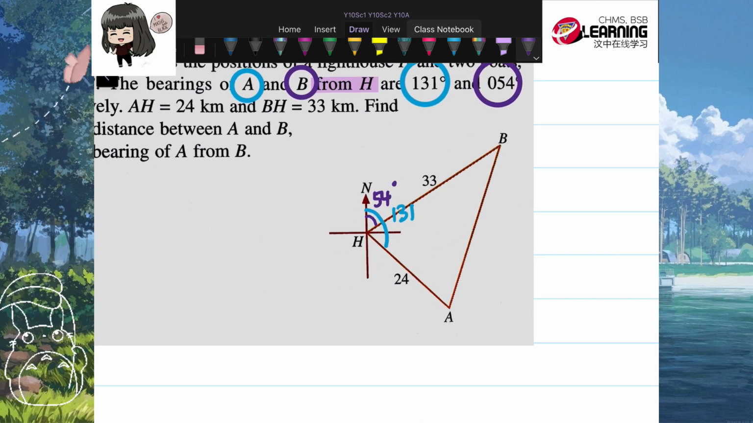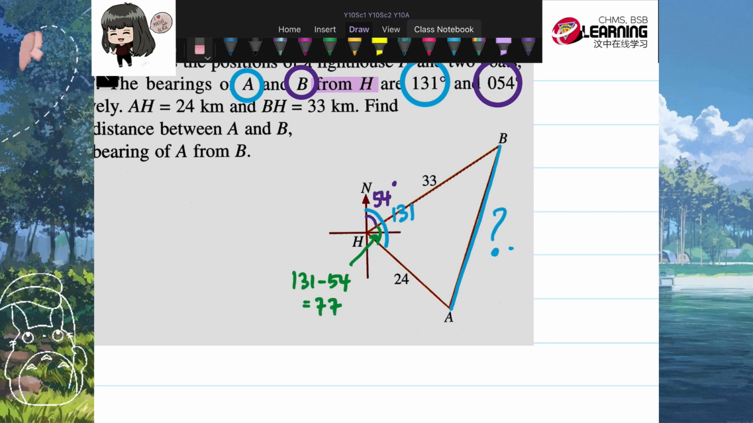Okay, so we're going to find the distance between A and B. This is the distance that we're going to find. From the information given here, we know that this angle, the green one, is 131 minus 54, because the total of 54 plus the green angle is 131. So this one will be 77.